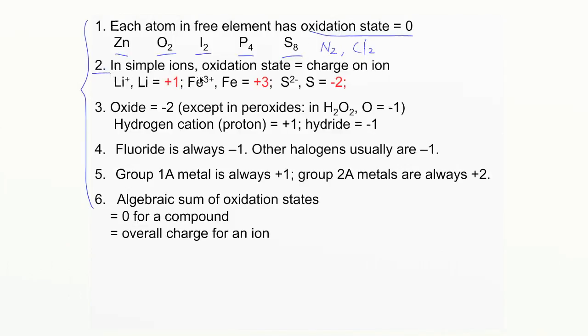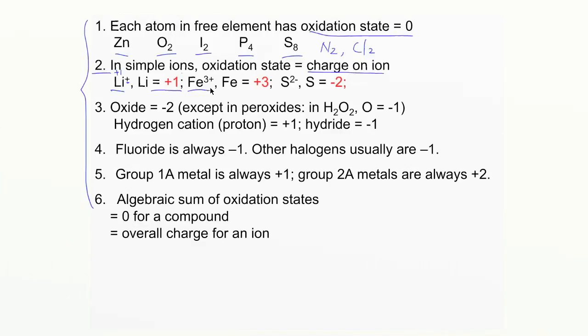Number 2, in simple ions, oxidation state equals the charge on the ion. Simple ions means there is only one element in the ion. For instance, lithium. The charge for the lithium cation here is 1 plus, so the oxidation state for lithium is positive 1. Usually we label the oxidation states of the elements on top of the symbol. Positive 1 is the oxidation state.